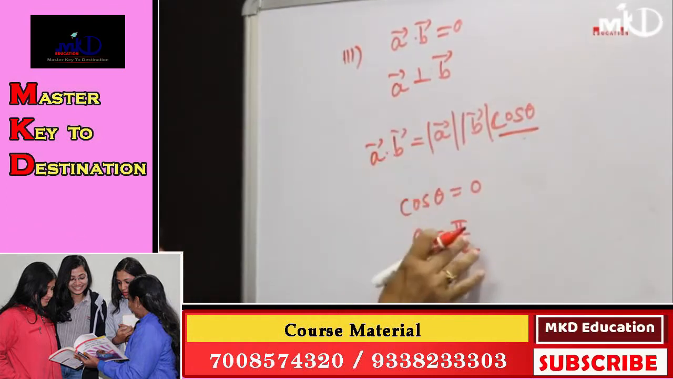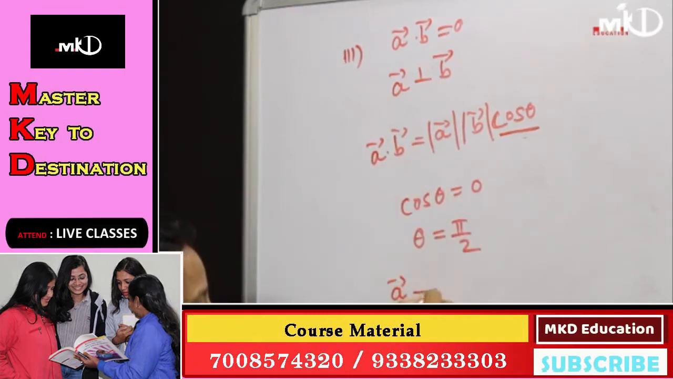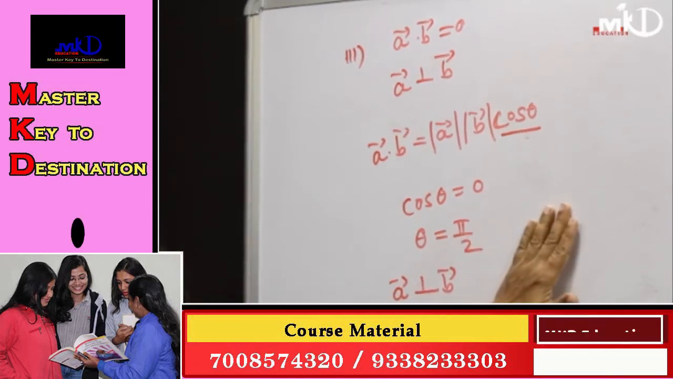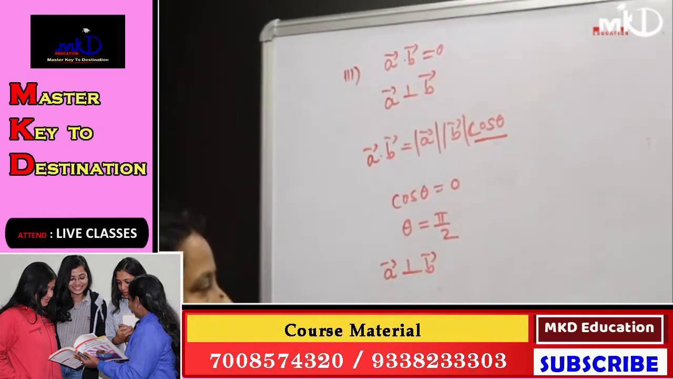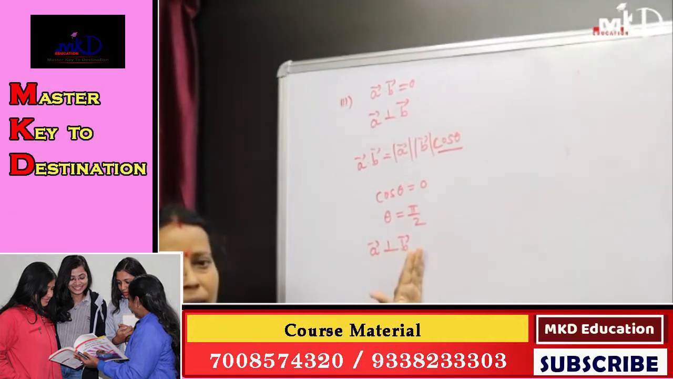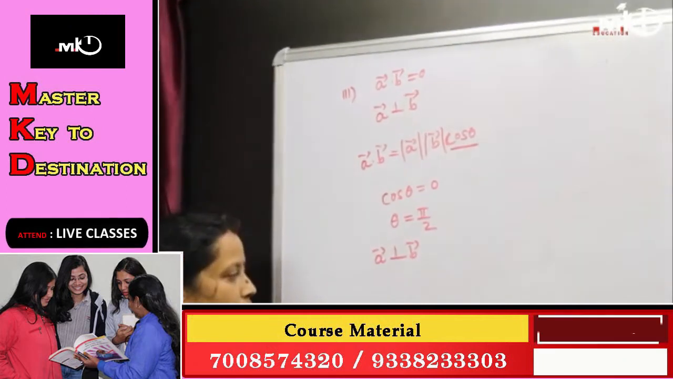So whenever the angle between two vectors is pi by 2, our a bar is perpendicular to b bar. Okay, and this is the important property of the dot product. That means we can find the condition for the perpendicularity of two vectors.